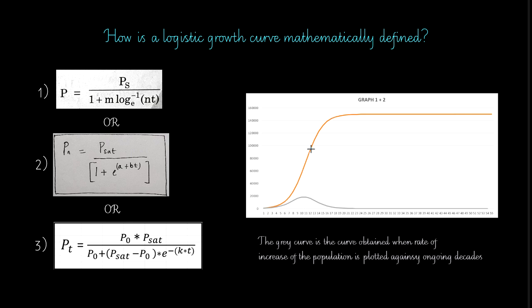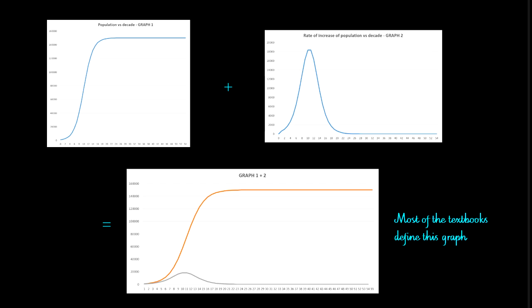So this orange color curve you are seeing here is the curve obtained after plotting the population versus the decade, and the gray color curve is the curve obtained after you plot population increase, rate of increase of population versus time. So this whole curve is obtained after superimposition of the population versus decade graph and the rate of increase of population versus decade graph. So when you superimpose these two graphs, you'll get the third graph, which is a logistic growth curve graph.